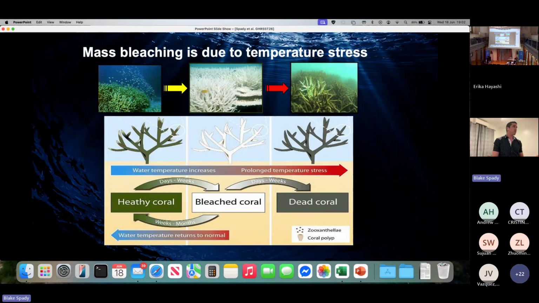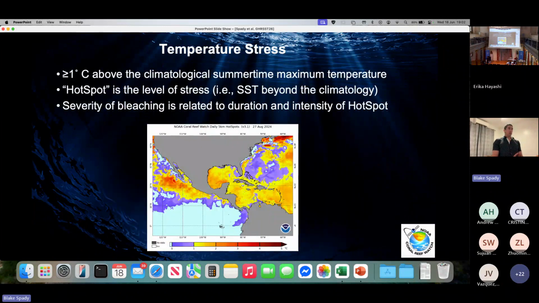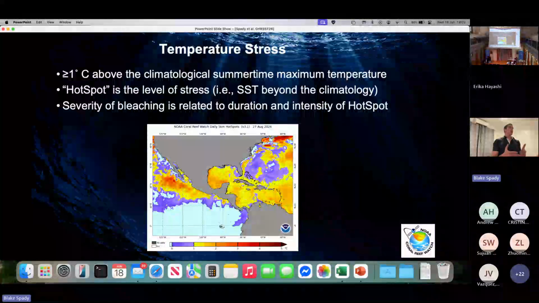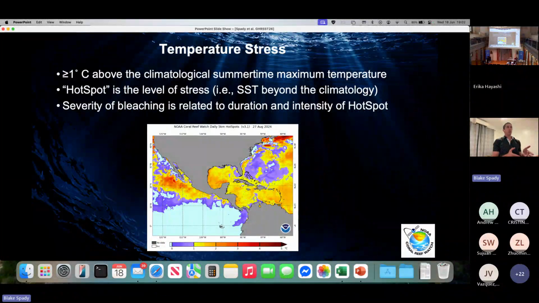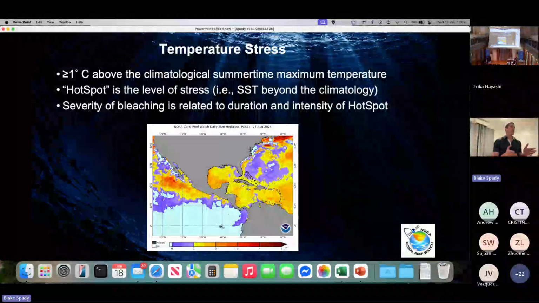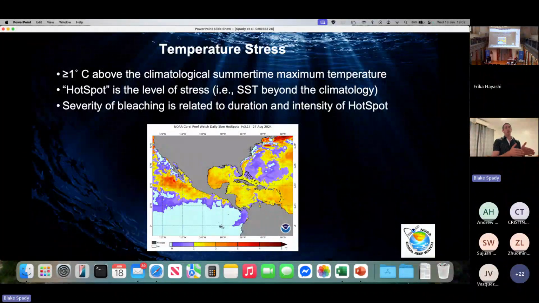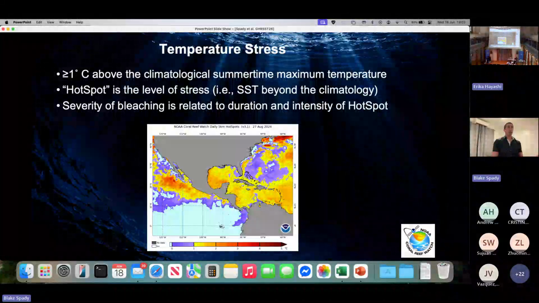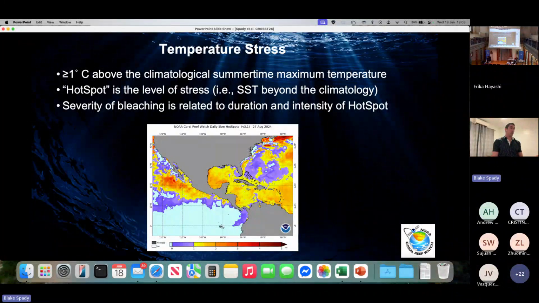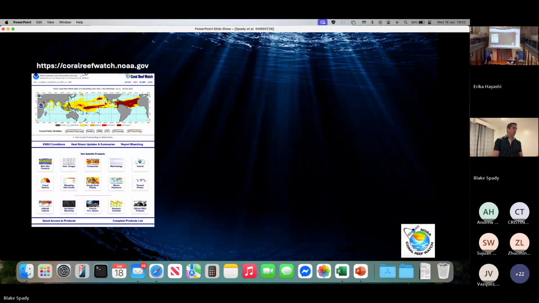And if that temperature stress sticks around for a prolonged period, the coral can essentially starve to death. So when we're talking about temperature stress from a coral's perspective, this is defined as 1 degree above the climatological summertime maximum temperature. And that level of stress is called the hot spot. So this is the degree of our SST beyond the climatology. And the severity of bleaching is going to be related to the duration and the intensity of that hot spot.